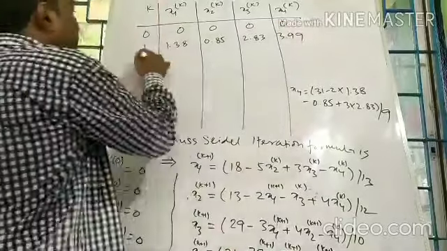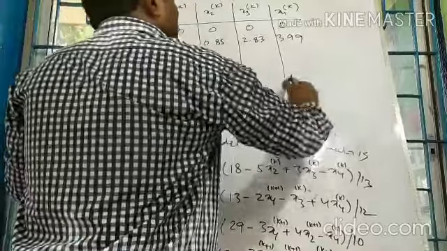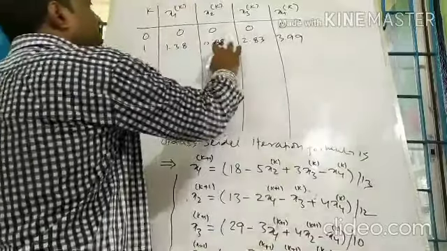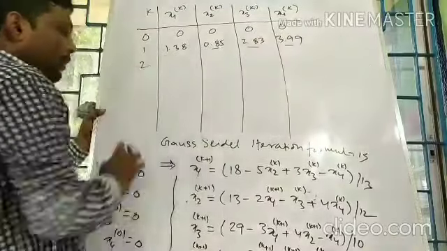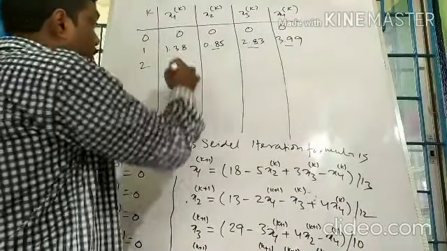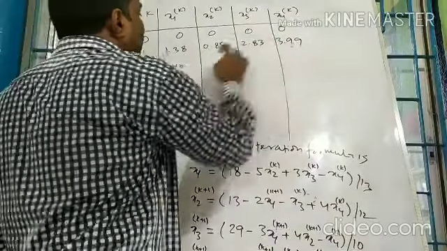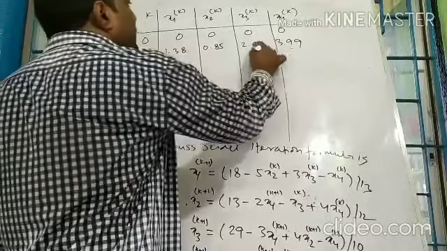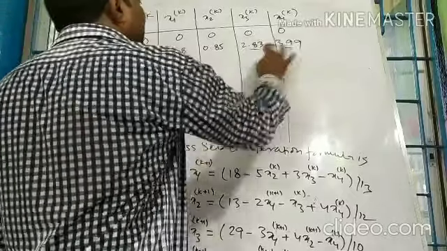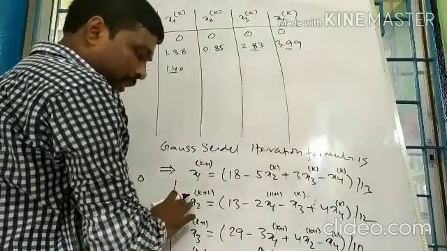Now iteration number 2, calculate x1 using previous iterative value of x2, x3 and x4, and calculate x1 from the first equation. Okay, this is 1.40. Now x2, calculate x2 using present iterative value of x1, previous iterative value of x3, previous iterative value of x4. Then calculate x2 from the second equation. Okay, this is 1.94.